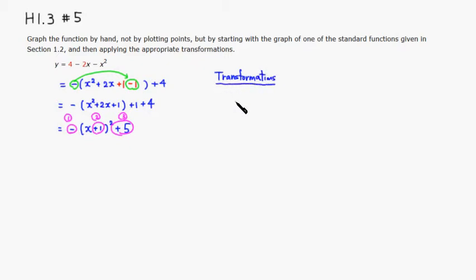The first one is reflection about the x-axis, so that's an easy one. The second one, adding 1 inside the parentheses, is going to shift the graph to the left by 1 unit. And the third one, adding 5 at the end, brings it up by 5 units. So let's look for a picture which you can get by applying these three transformations to the original graph, y equals x squared.